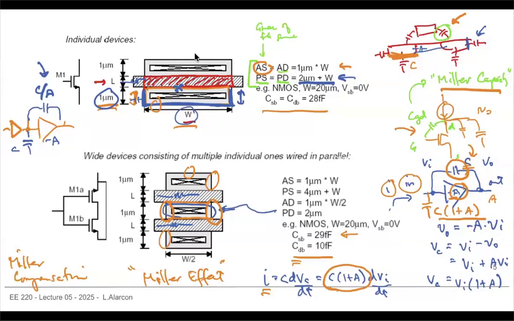From the input point of view, I see a large pole, but I don't have to build a very large cap. I can build a smaller cap. And then you can start doing optimizations and stuff like that. But yeah, you can also use that Miller effect to do compensation in your feedback amplifiers, and you can play games with that, right?